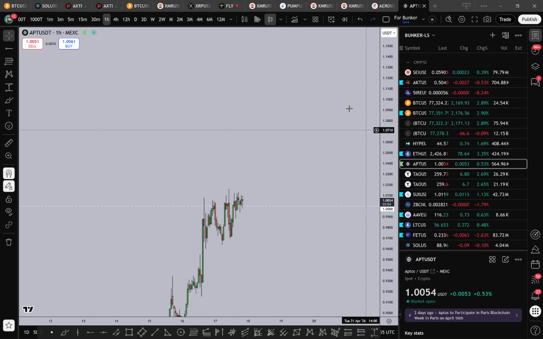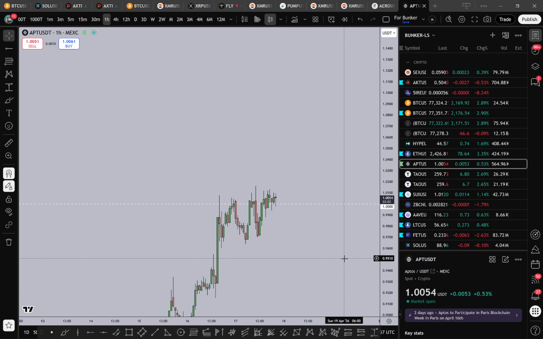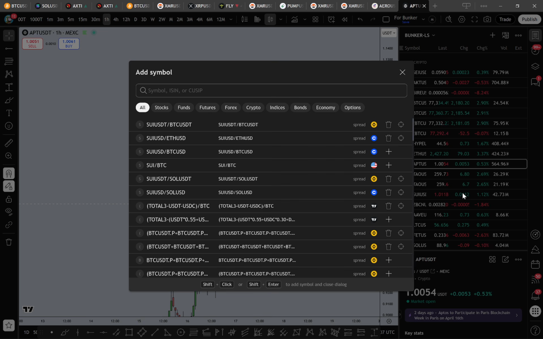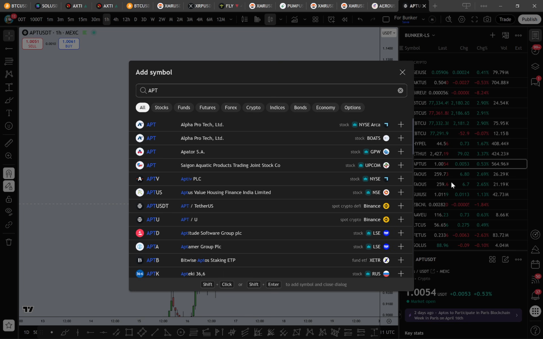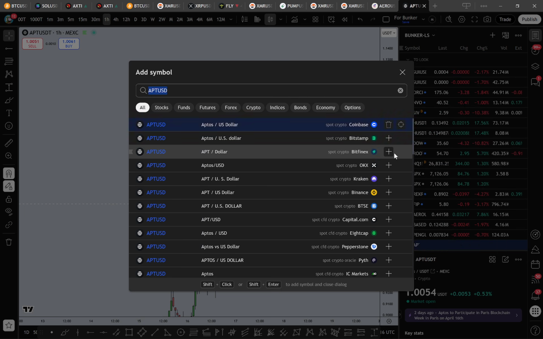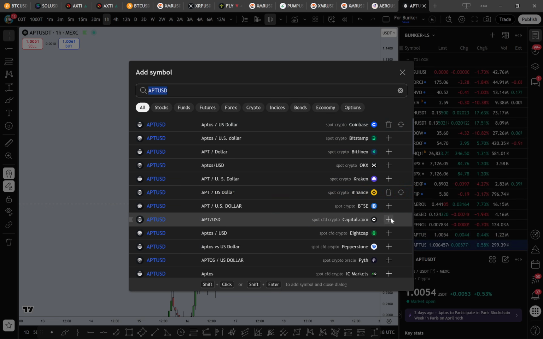So if I go to Aptos on MEXC, and of course you can look at it on more exchanges. In fact, let me quickly check something. One sec. So you have 564,960 volume on MEXC. What about on Binance? Okay, I look at Coinbase, I look at Binance, and then go USDT.